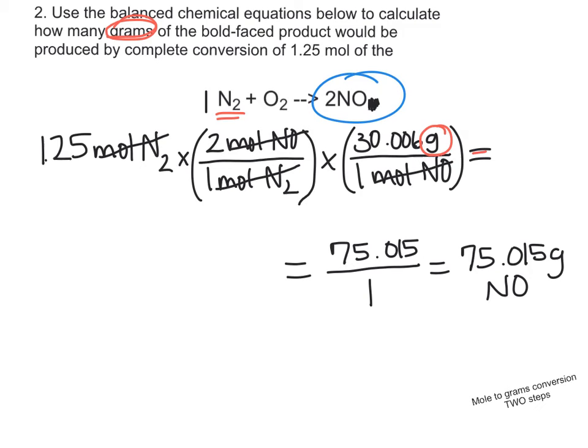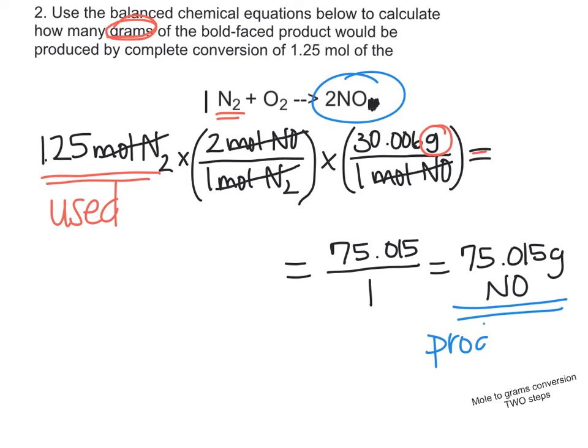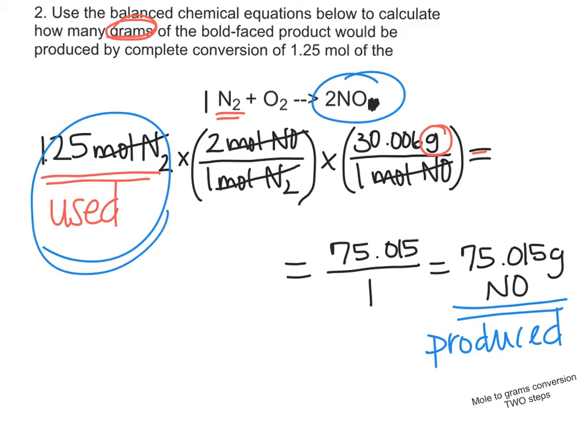Again, I want to reiterate that whatever we start with, this is what we used in the reaction. Whatever we end with, this is what was produced in the reaction. Okay, so it's just like a recipe. If we're using a certain amount of something, we're going to produce a certain amount of something. Okay? All right, let's go do a couple more, and these are going to be a little bit more challenging, but let's see if we can get them.